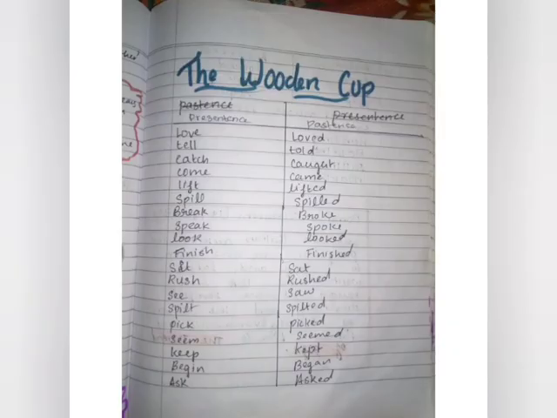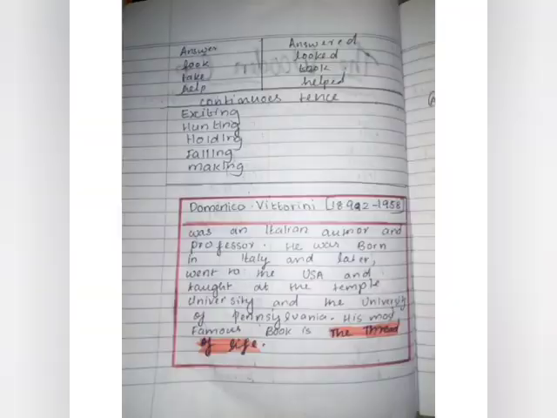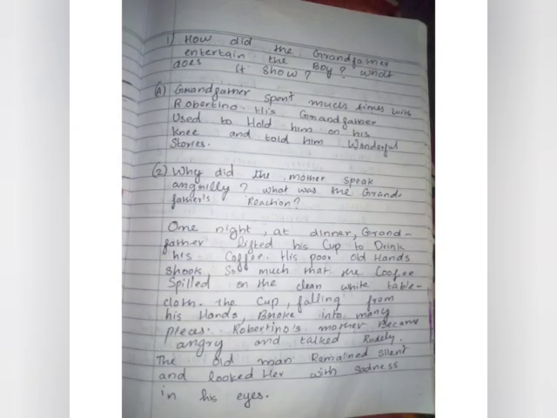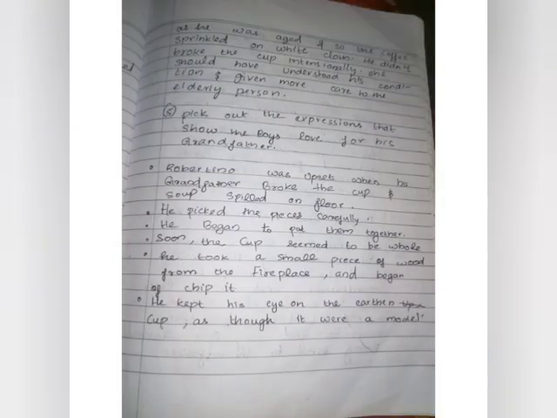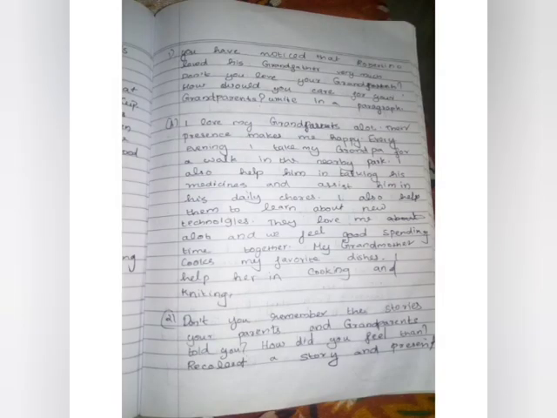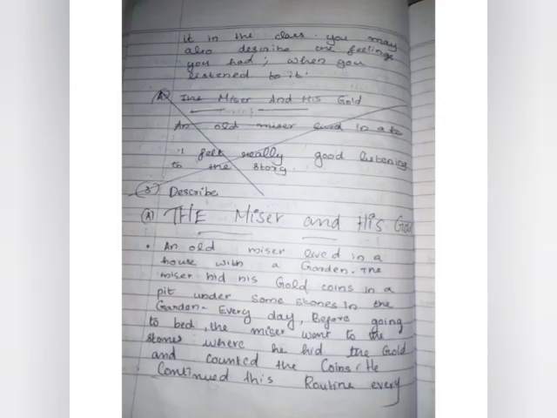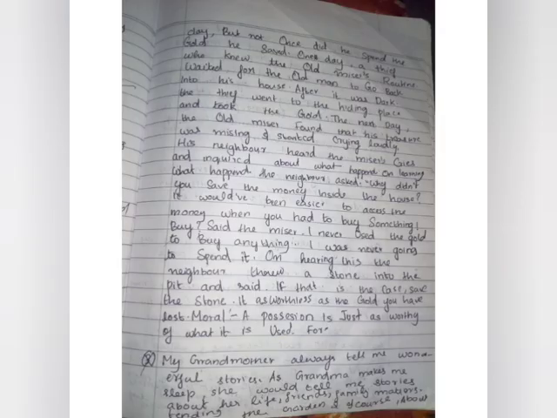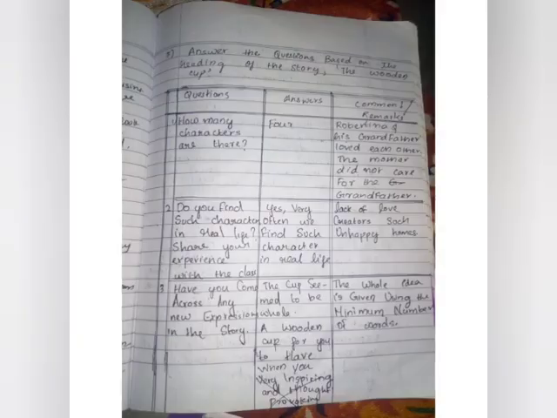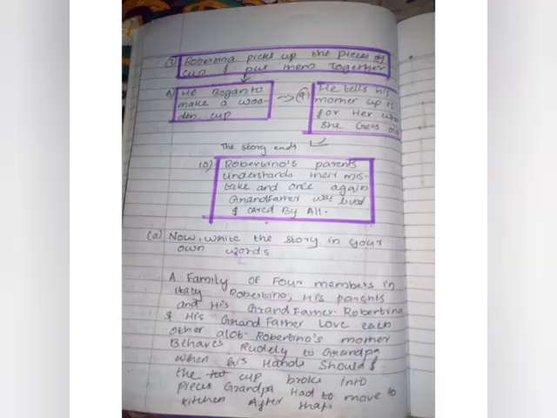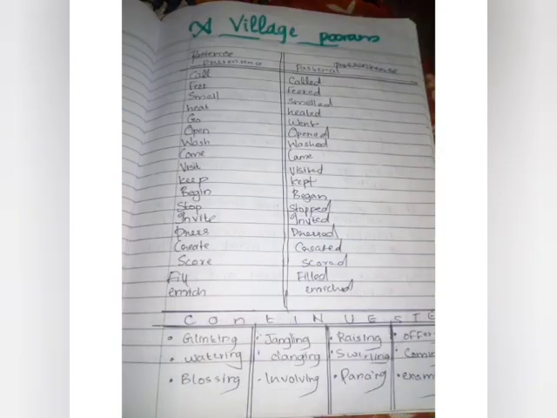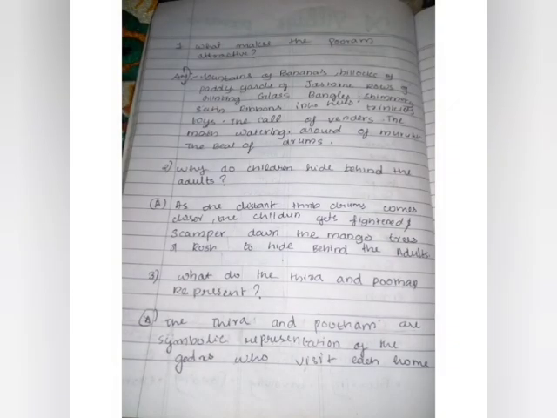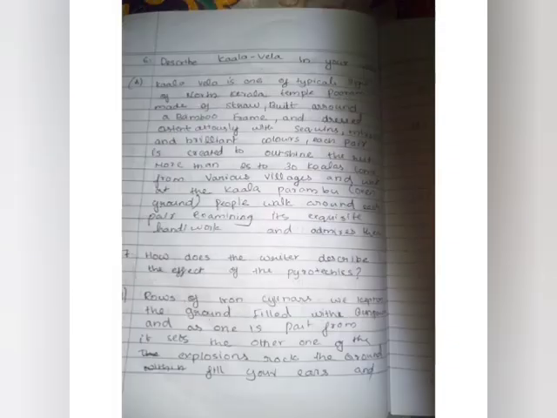The Wooden Cup, past tense, present tense and continuous tense. Biography. These are the textual question answers. Activities and extra activities. A Village Poem. Past tense, present tense and continuous tense. These are the textual question answers and activities.